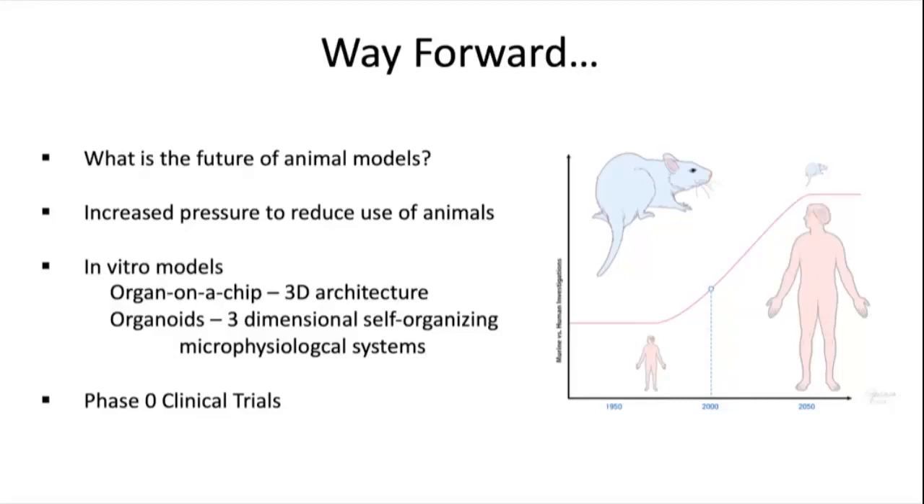And on top of it, we have increased pressure to reduce the use of animals. So see the in vitro models like organ-on-chip, which has a three-dimensional architecture where several cells of a particular organ can be grown and allowed to mimic the human function. It's a total in vitro. Similarly, organoids are three-dimensional self-organizing microphysiological systems, which very much resemble human organ function. So such in vitro models will faithfully predict what will happen in humans and go directly to human studies rather than going through the animal model. That's the kind of thing people are considering.